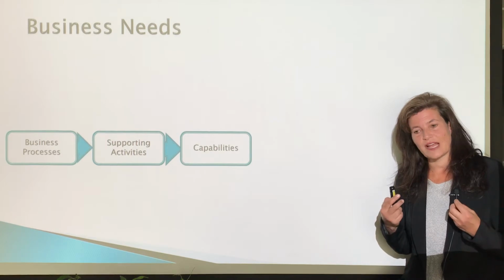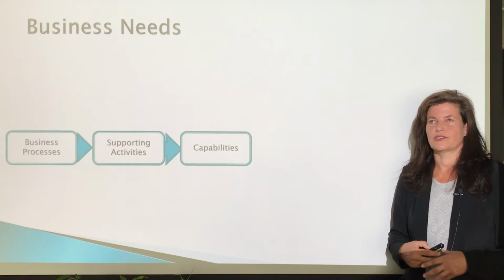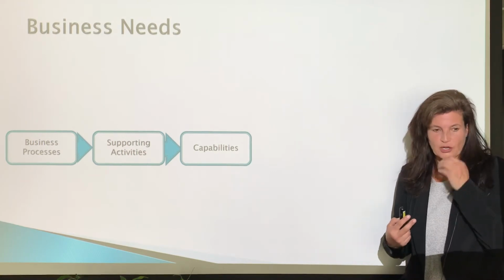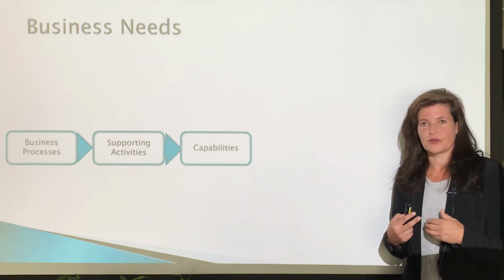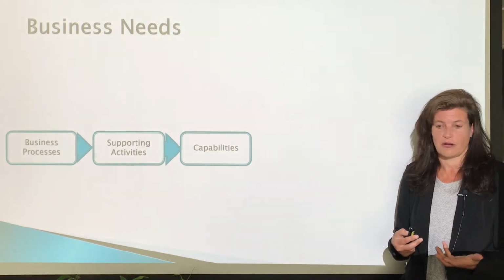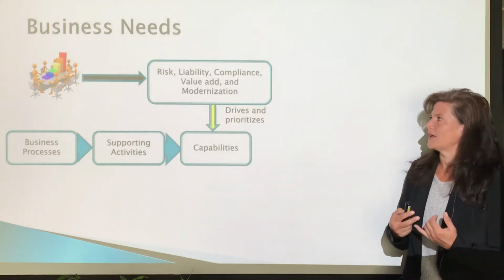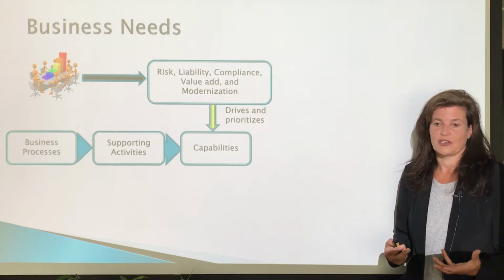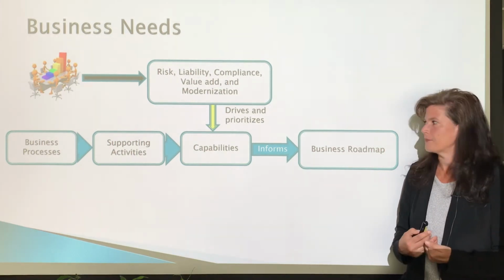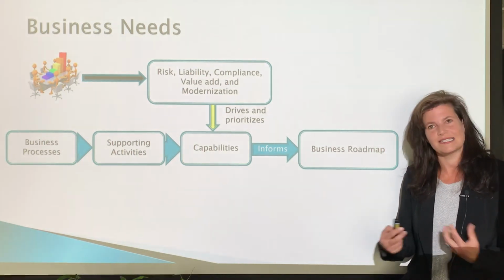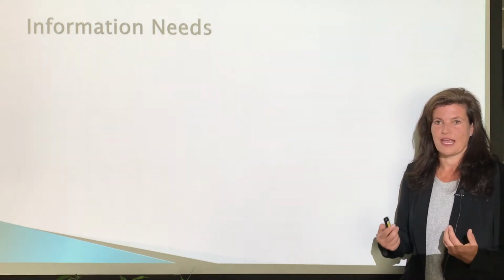The idea is to understand how the capabilities need to change when something around the organization or in the environment occurs, for example, COVID-19. How do you have to change those capabilities in order to abide by the social distancing protocol? The capabilities must be prioritized by risk and value add. Once they're prioritized, then you can create the business roadmap, which is your list of activities, the things that need to happen.